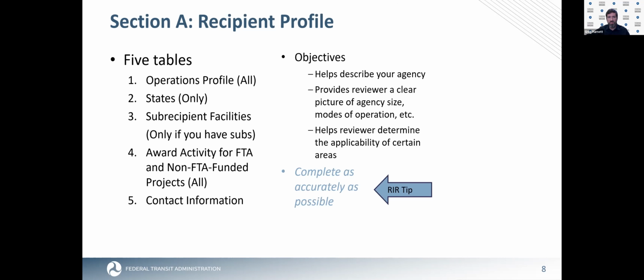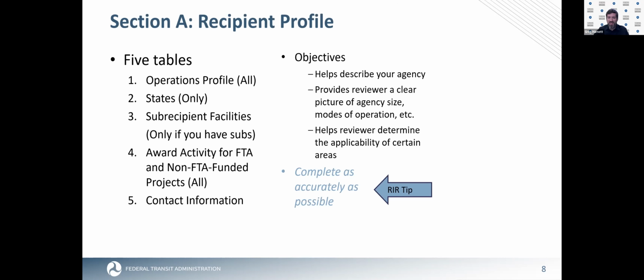And as you probably know, this triennial review process is tailored to different organizations. So there might be aspects or review topics that are not applicable to your organization. As you fill out this recipient profile, that'll set your reviewer on the right path in terms of tailoring the review to your specific organization.